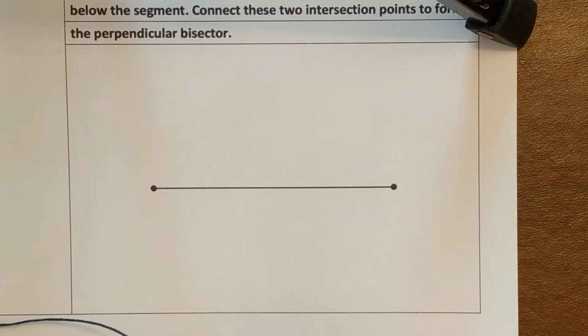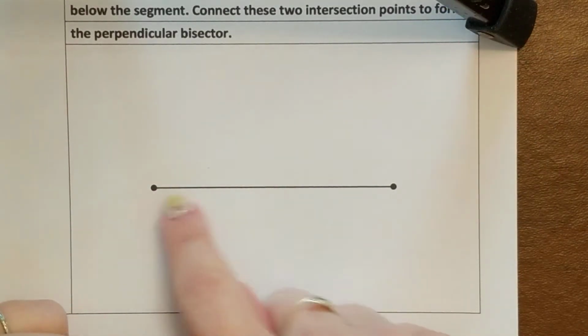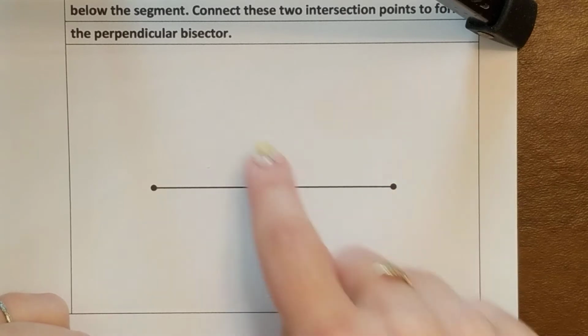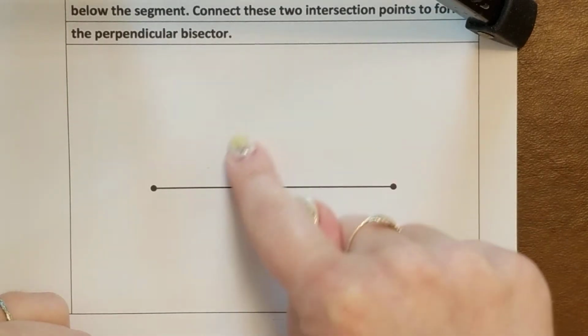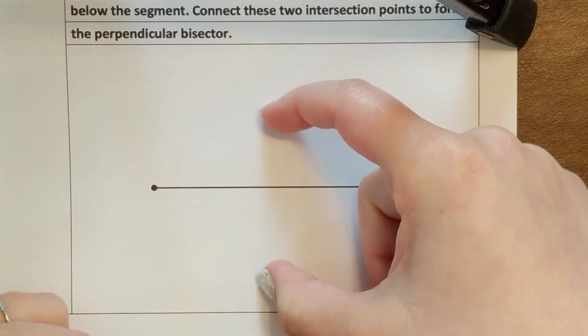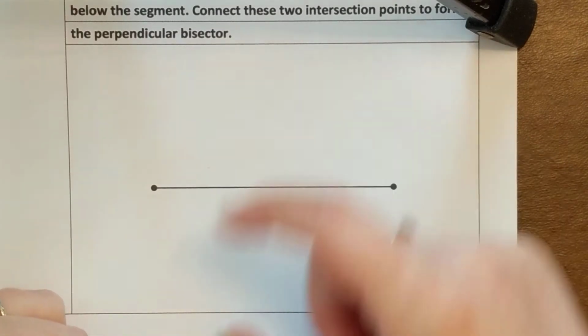Because a perpendicular bisector is equidistant along its entire length from both endpoints of our segment, we can create two arcs that are equidistant from the two endpoints, and where those two arcs intersect will create our perpendicular bisector. It will always go through the center.